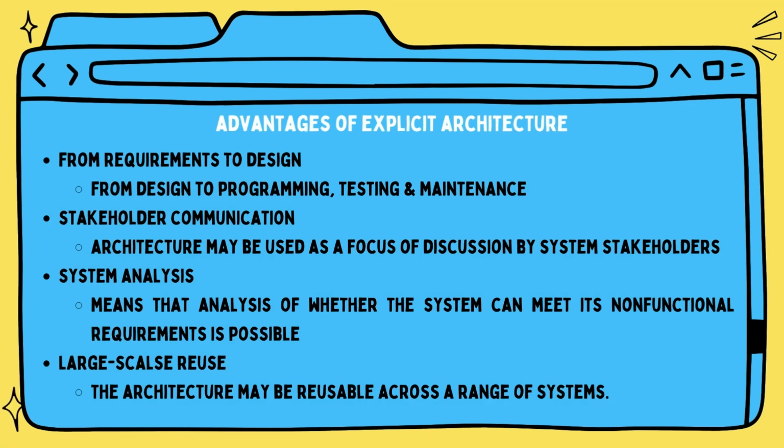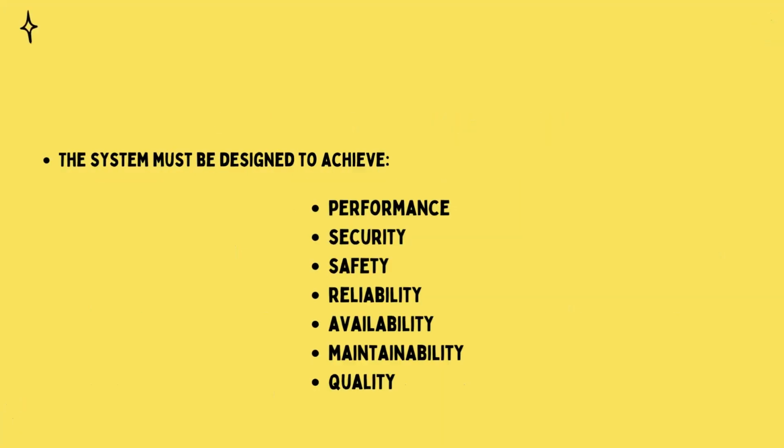Advantages of explicit architecture. From requirement to design, and from design to programming, testing, and maintenance. Stakeholder communication: architecture may be used as a focus of discussion by system stakeholders. System analysis: analysis of whether the system can meet its non-functional requirements is possible. Large-scale reuse: the architecture may be reused across a range of systems.